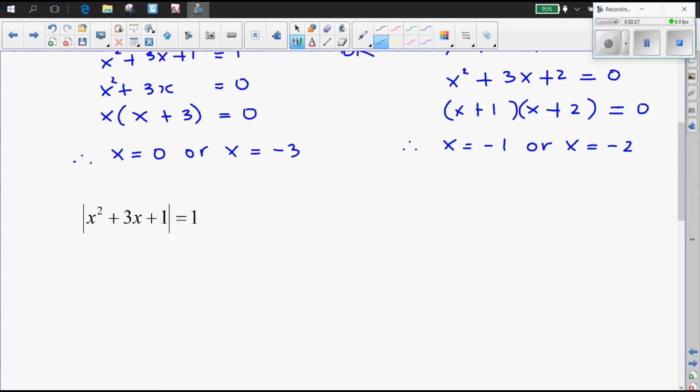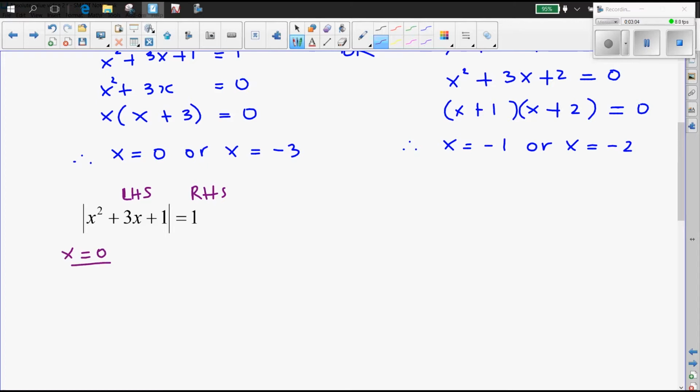Right, so my given absolute value equation was the absolute value of x squared plus 3x plus 1 equal to 1. So I have a left-hand side and I have a right-hand side. I'm going to take each of the 4 solutions that I have calculated above and individually substitute them into the left-hand side of my equation. And if I get an answer of 1, which is the right-hand side of my equation, then I know I have a valid solution. So let's test x equals 0.